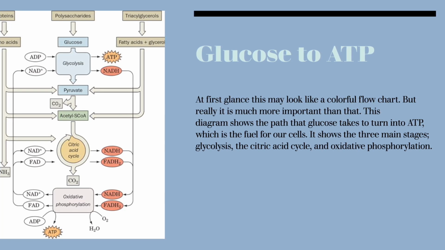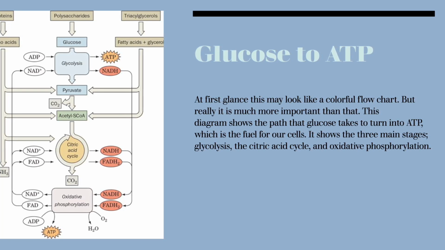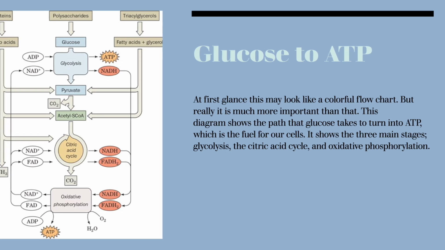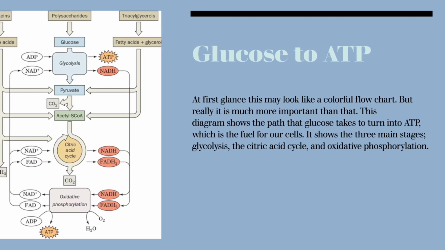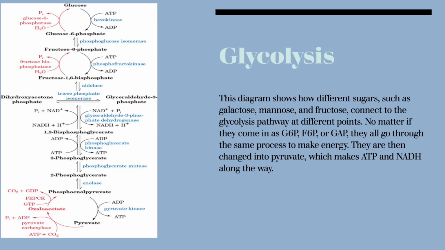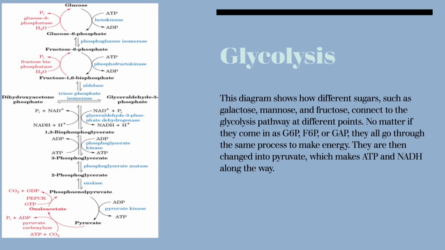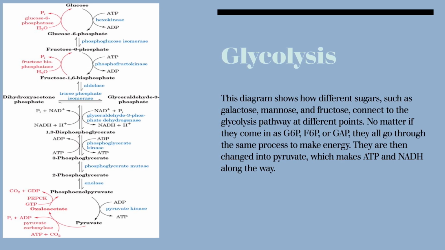You can see in my diagram how the energy flows from glucose all the way through the process using the arrows and color-coded steps from the book. First, we're going to start off with glycolysis. Glycolysis happens in the cytoplasm.